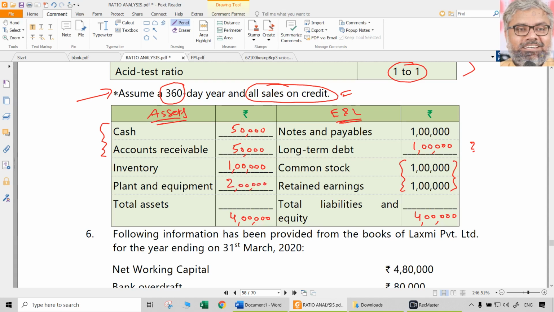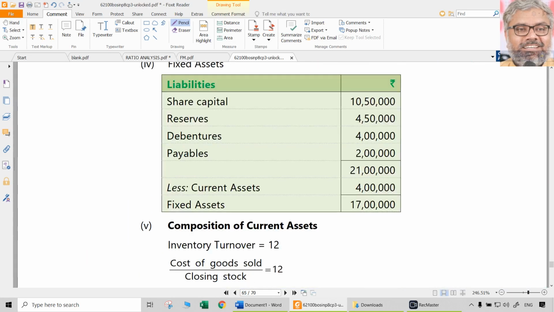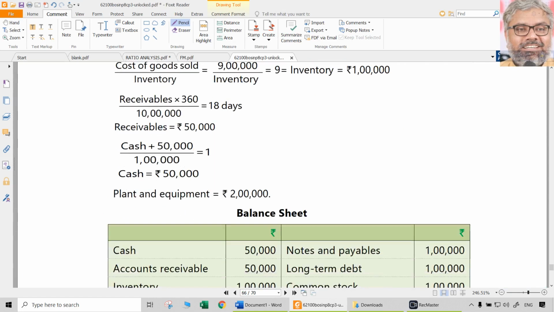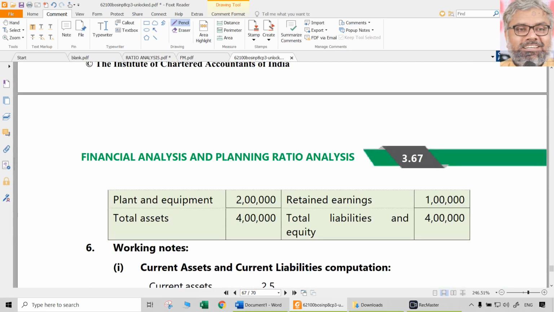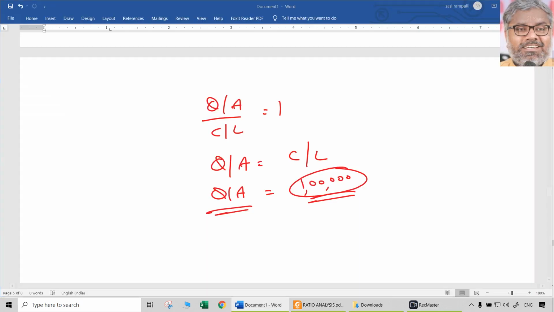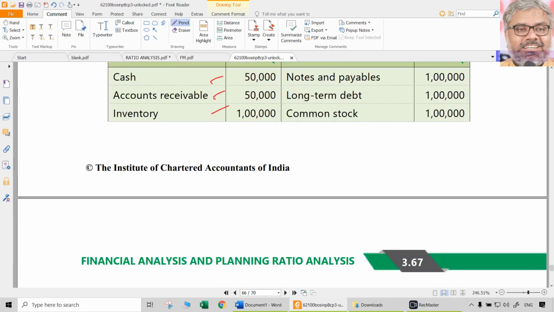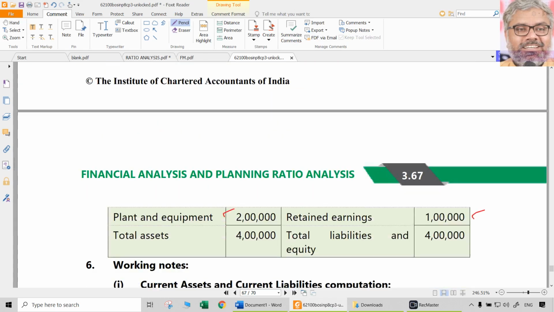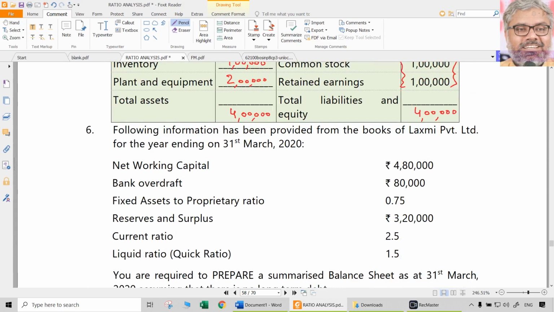All figures required in the balance sheet are filled up. 50,000, 50,000, 1 lakh, 2 lakhs. That is on the assets side. On the equity and liability side, actually 3 things were already given. Only one thing was missing, and that also we found out as the same amount: 1 lakh, 1 lakh, 1 lakh, 1 lakh, all 1 lakh on the equity and liability side. That was question number 5.